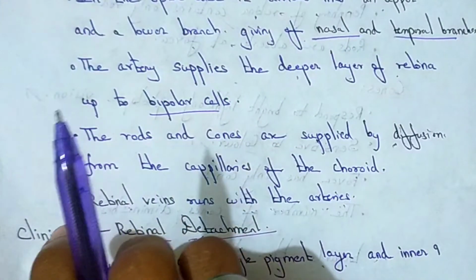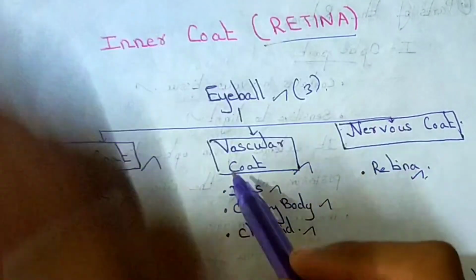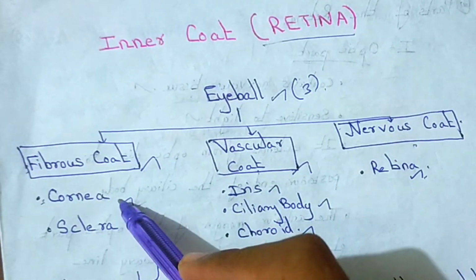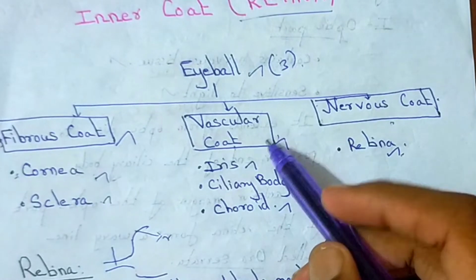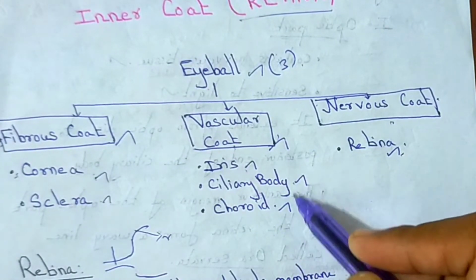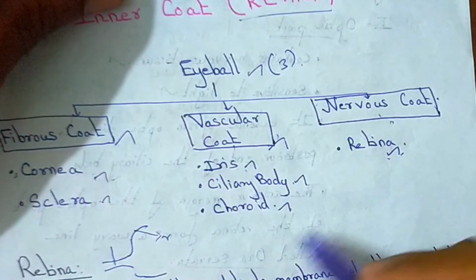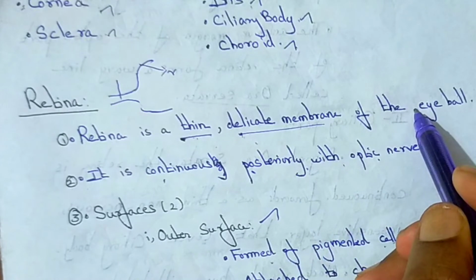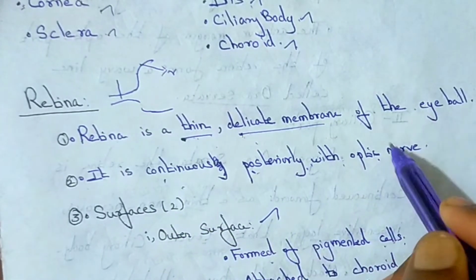Let's revise it from the beginning. The eyeball has a fibrous coat, vascular coat, and nervous coat. The fibrous coat contains the cornea in front and the sclera posteriorly. The vascular coat has the iris, ciliary body and choroid. The nervous coat has the retina. The retina is a thin, delicate membrane of the eyeball. It is continuous posteriorly with the optic nerve.